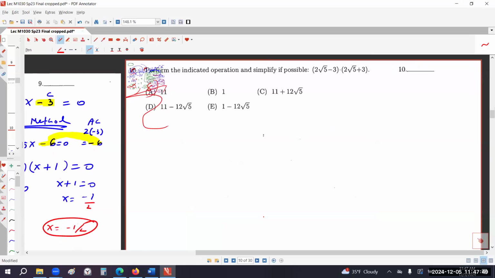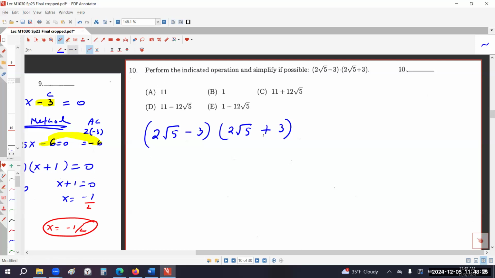The next one is multiplying radicals. We have 2 square root of 5 minus 3, 2 square root of 5 plus 3. What do you observe? You can FOIL, but let's say you don't want to FOIL.